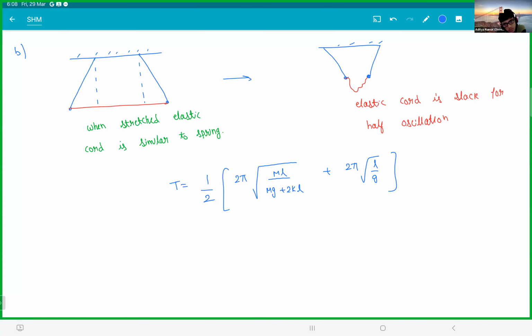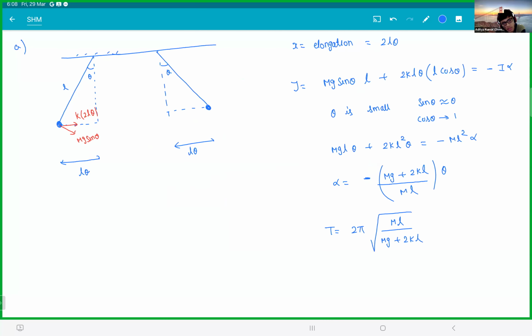Sir, in the previous part, the restoring force is along the spring, right? That's why I wrote K into 2 theta. But this pendulum will go here. We're taking restoring torque. You're not taking restoring force. Because if you try to take force, do you know what the problem will be? This thing's acceleration is this way. Then if you take force also in this direction, then... Clear? Next one.